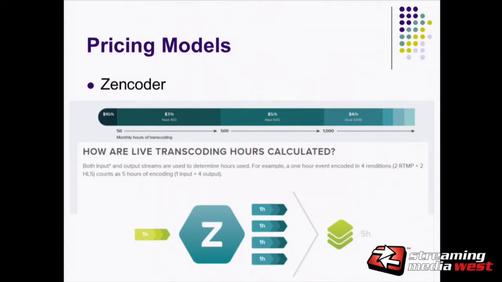This is Encoder. I want to say they were the first, if not the first or second. And the model they're using is they're pricing on an hourly basis where the price drops with the amount of hours. So it's $10 per hour, and it's $10 per hour per stream. And we'll look at the definition of what a stream is in a second. And then it drops to 7, then it drops to 5, then it drops to 4.